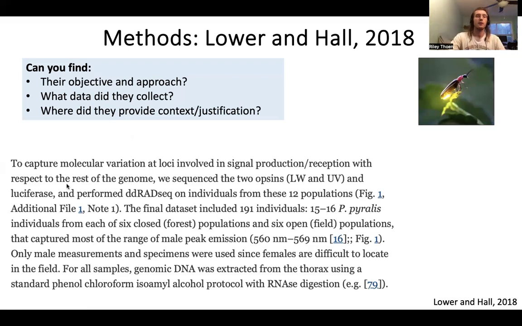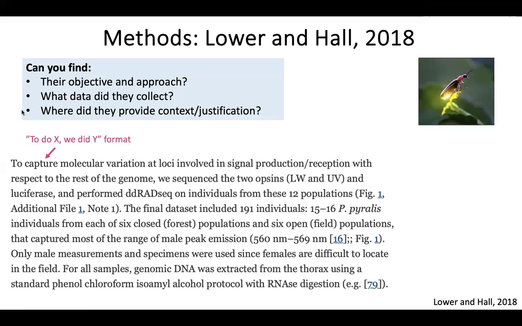Okay. So first, looking at their objective and approach. Here, their objective is stated in the "to do X, we did Y" format. Their objective is to capture molecular variation at loci involved in signaling, production, and reception with respect to the rest of the genome. And then their approach is stated just thereafter in that format. Additionally, the data they collected is actually in that approach section: "We performed ddRAD-seq on individuals from these 12 populations," and they also note the sample size in more detail, below the "to do X, we did Y" format.